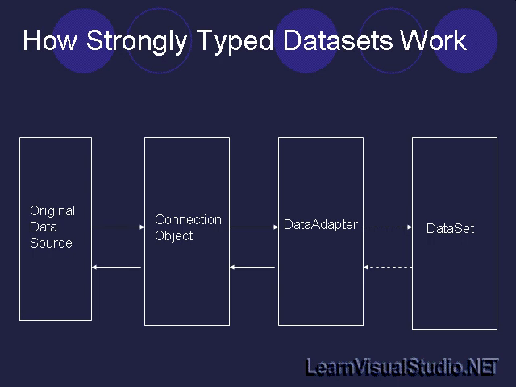In regards to strongly typed data sets, we want to talk just briefly about how they work. Some of this might be obvious to you if you've worked through some of the other videos. First of all, you have the original data source, and that can be a database such as SQL Server or Oracle, or it could be a text file, or an Excel spreadsheet, whatever you have the ability to hit using the OLEDB connection object. Then you have a connection object which actually creates a connection to the database. And then you have one of the most important relationships to a data set, and that's the relationship of the data adapter.